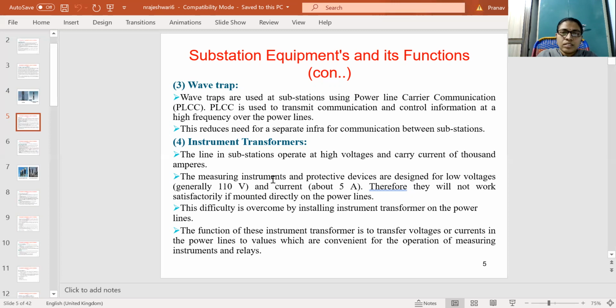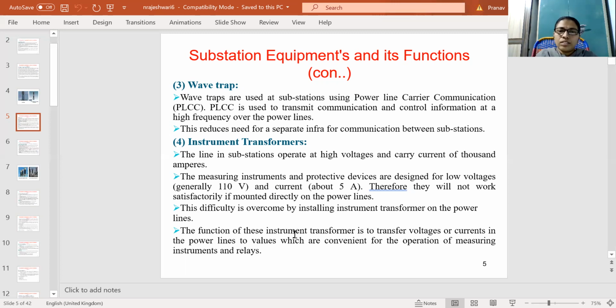The measuring instruments and protective devices are designed for low voltages, that is about 110 volts, and a current of about 5 amperes only. Therefore, they will not work satisfactorily if mounted directly on the power lines, because power lines carry high voltages and high currents. These normal measuring instruments or protective devices are used for low voltage, so they are not suitable for power lines. This difficulty is overcome by installing instrument transformers on the power lines.